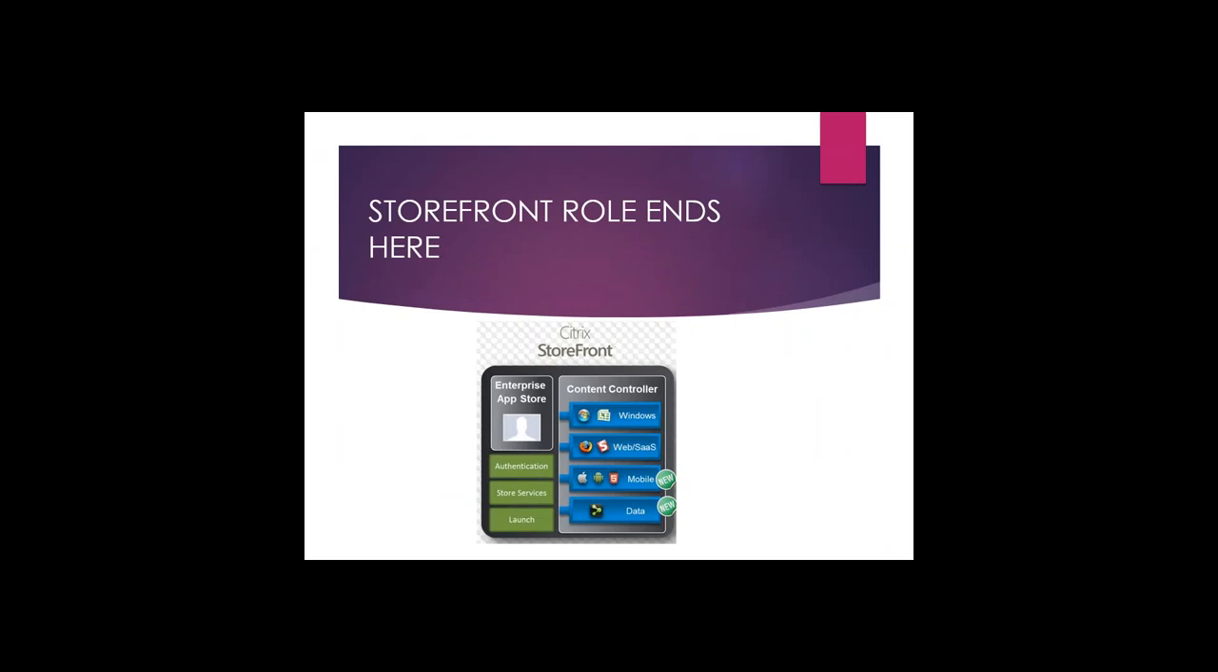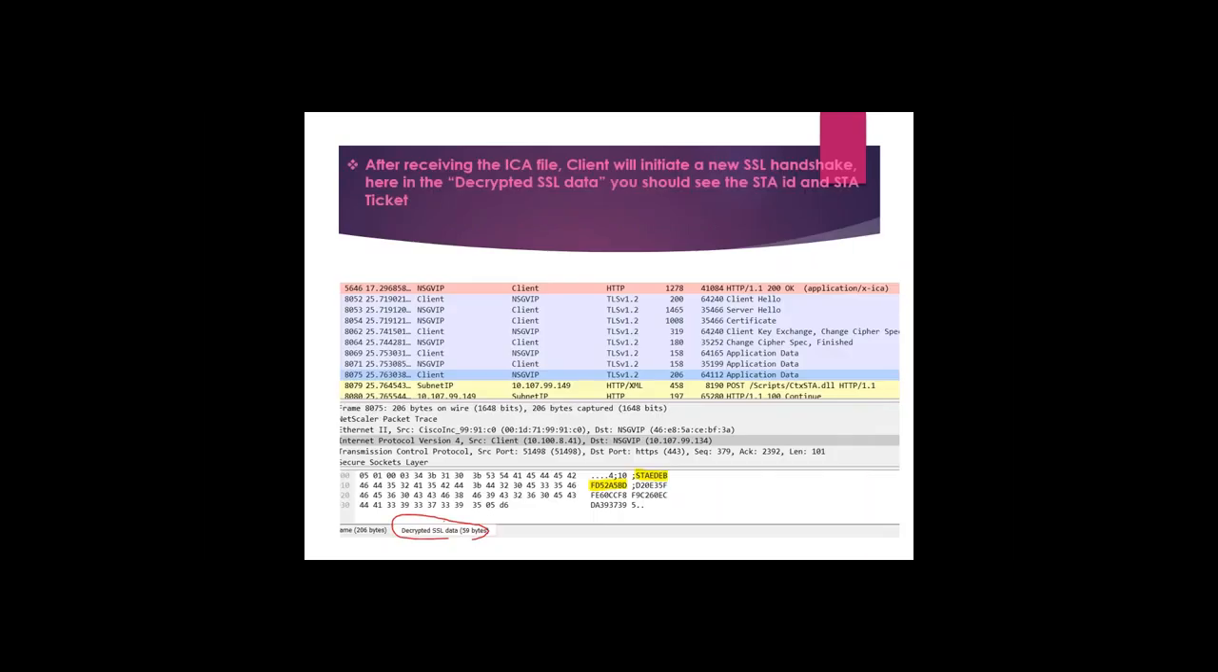Now once the file is given to the client, StoreFront's role ends, because the StoreFront part is done: the apps are given to the client and the client has clicked on the app. So that part is done. Now what happens is, after receiving the ICA file, the client will initiate a new SSL handshake here. So you can see the 200 OK.